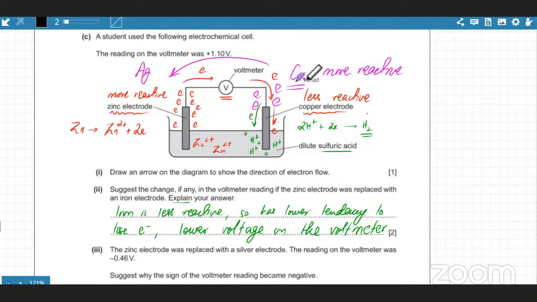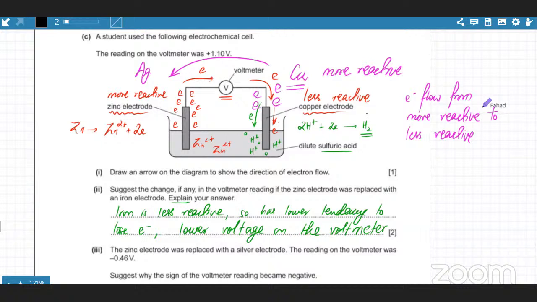Remember, electrons always flow, I'm going to write this down as well, from more reactive to less reactive. So that's going to be the movement of electron flow. So that is the movement of electron flow.